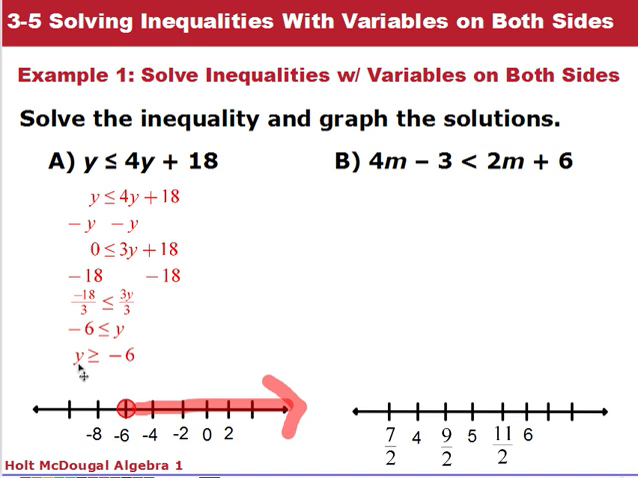And we want to always put the variable on the left-hand side, so y is going to be greater than or equal to negative 6. So negative 6 is our endpoint. We have a closed dot at negative 6, and we shade everything to the right.